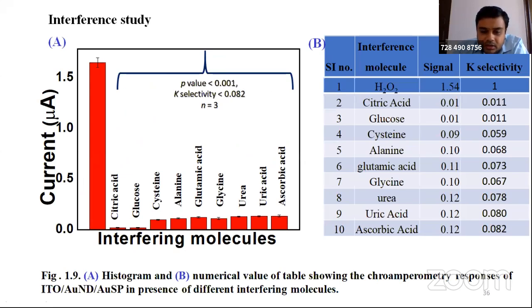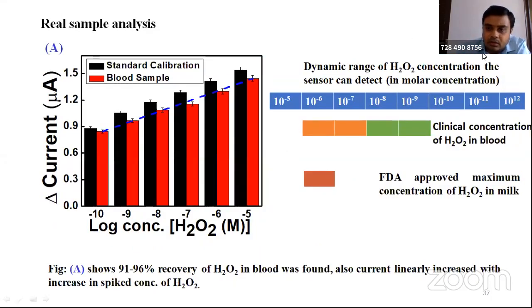So these are the interference studies where you can see that it is highly selective. What I already discussed, the selectivity is very much important. So these molecules coexist with hydrogen peroxide, but they don't interfere with the detection of hydrogen peroxide. All right. So we have also checked the market potential of the sensor. You can see the clinical concentration range of hydrogen peroxide, 10 to the minus 6 to 10 to the minus 9. And the FDA approved maximum concentration of hydrogen peroxide in milk is 10 to the minus 6. And we were able to detect from minus 5 to minus 12, right? So this is very much important when you are going for the commercialization of the sensor system, right?